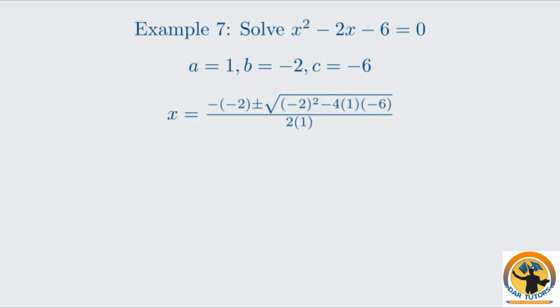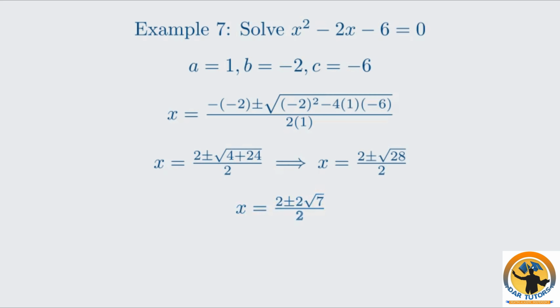Let's simplify the expression under the square root, which is called the discriminant. Negative 2 squared is 4. Negative 4 times 1 times negative 6 is positive 24. So we have 4 plus 24, which is 28. We can simplify the square root of 28. 28 is 4 times 7, so the square root of 28 is 2 times the square root of 7. This gives us x equals 2 plus or minus 2 times the square root of 7, all over 2. Finally, we can divide the numerator by 2. This gives our exact solutions. x equals 1 plus or minus the square root of 7.